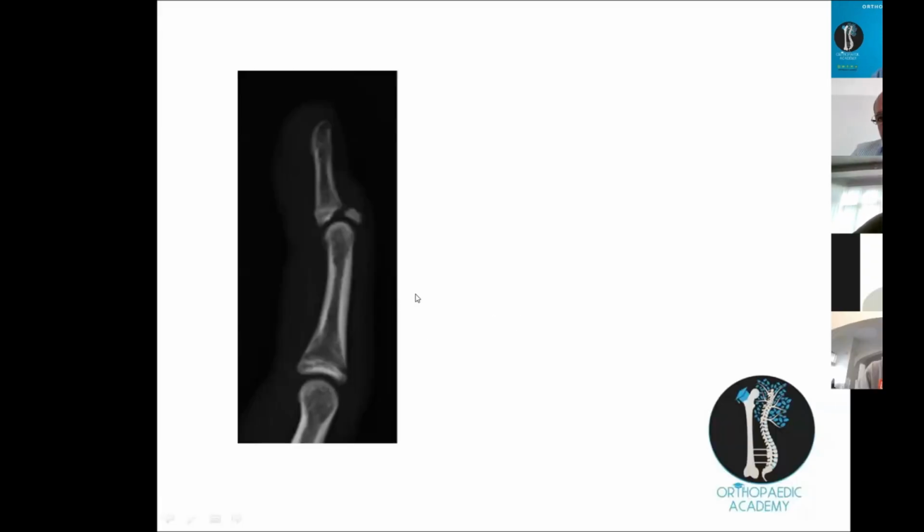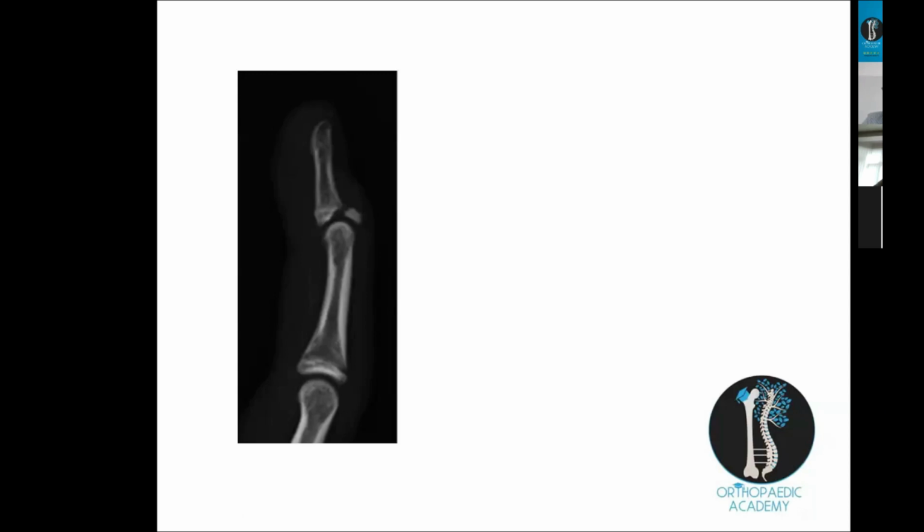So this is a lateral x-ray of a finger. It demonstrates a bony avulsion of the dorsal aspect of the base of the distal phalanx. It's significantly displaced, and the distal phalanx is held in flexion. Which part is significantly displaced? The bony avulsion is displaced.